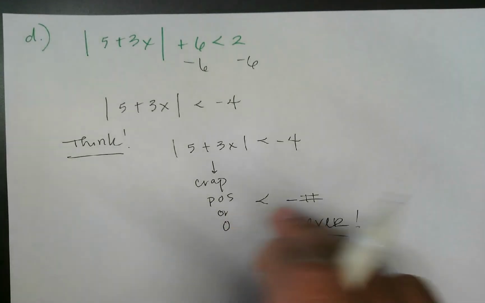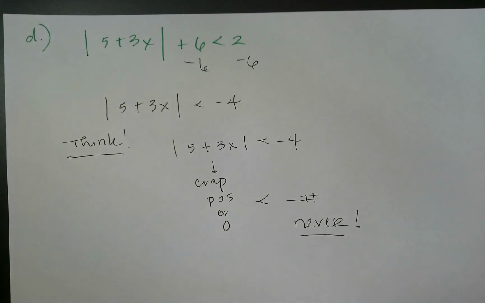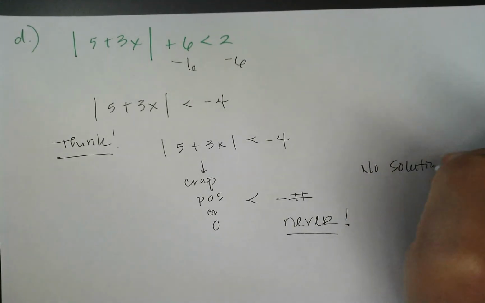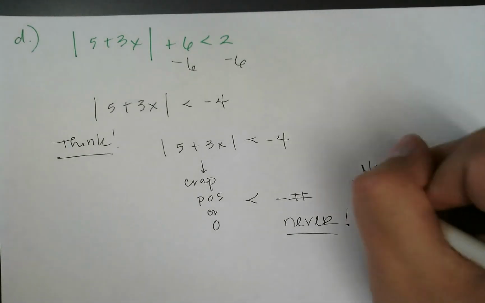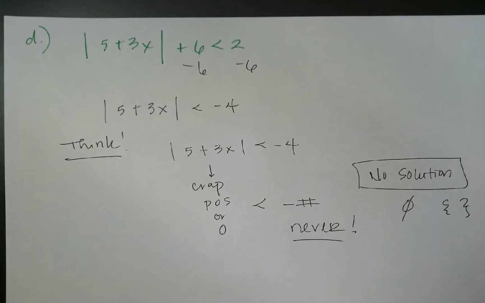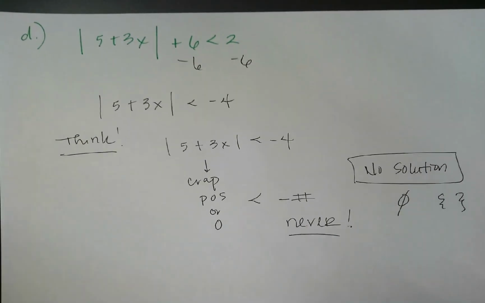So be careful with your absolute value inequalities. You can use no solution, you can use that symbol, you could use the empty set, whatever you want to use. You got to think about them. Okay? Is it possible? If it is possible, what are my situations? How many situations do I have to set up? So really, really be careful about your absolute value inequalities.